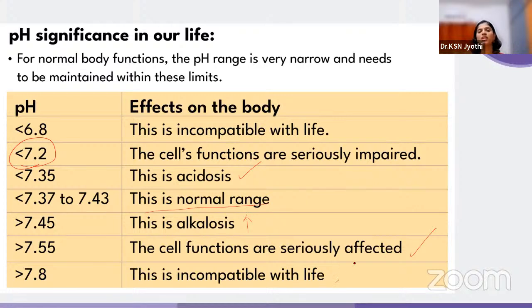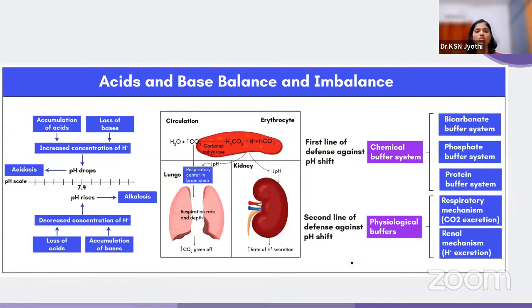Greater than 7.8, highly incompatible. If it is less than 6.8, it is incompatible. If it is greater than 7.8, it is incompatible. So in between this, the ranges maintain, and your blood system, even without us having any knowledge about this, will maintain. So this is an overview of how the acid and base balance is maintained in our body.